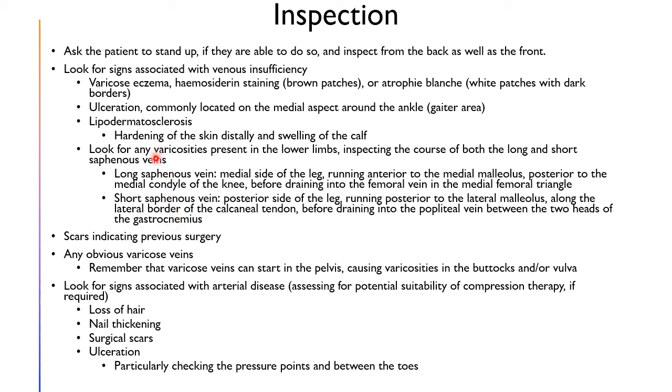After looking at these two major superficial veins of the leg, then inspect for scars indicating previous surgery. Also look for any obvious varicose veins that may be seen over the upper and lower leg, thigh and leg. Look for signs associated with arterial disease, assessing for potential suitability for compression therapy, which include loss of hair, nail thickening, surgical scars, and ischemic ulcers, especially checking the pressure points and between the toes.